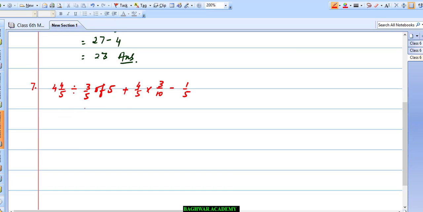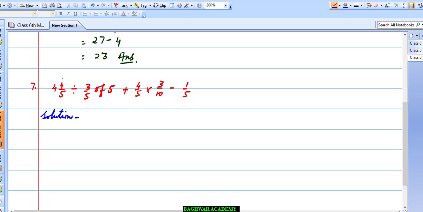Here you see the numbers have been given in fractions, and what operations do we have? We have of, division, addition, multiplication and subtraction. So we need to start with of. Here you see how we will solve. Here we will write the solution, then we need to start solving the question.